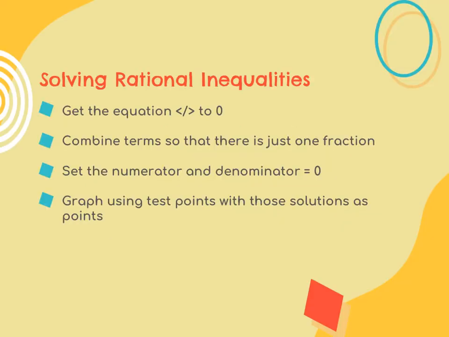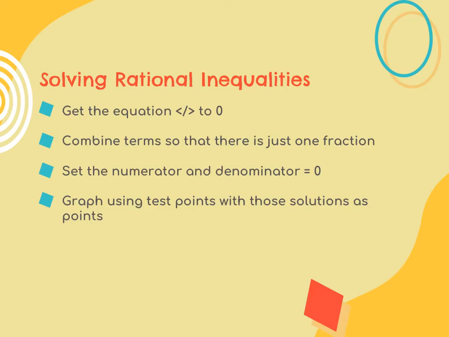So we start the same way. We have to get the inequality, less than, greater than, less than or equal to, or greater than or equal to, 0. I have to isolate 0 on the other side of the equation. Then combine your terms so there's just one fraction. So if I had two fractions, I have to combine them into one.